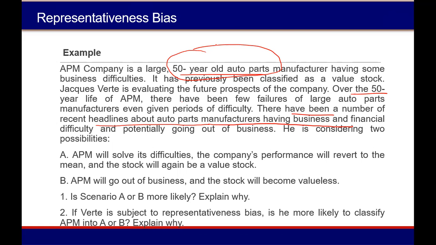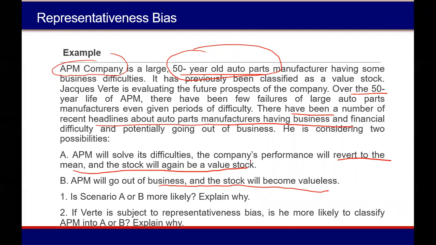A person who is exhibiting representativeness biases will try to conclude that this stock, APM company, will also fail. It will go out of business and the stock will become valueless. But if you are not exhibiting representativeness biases, you will collect the information for all 50 years, and you will see the chance of getting out of business is least likely, and APM company will be able to revert to their mean, and the stock will again be a value stock.